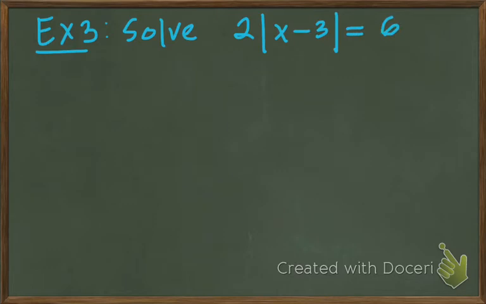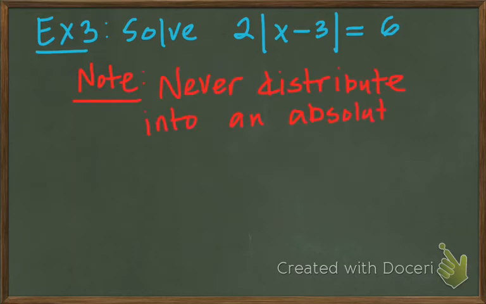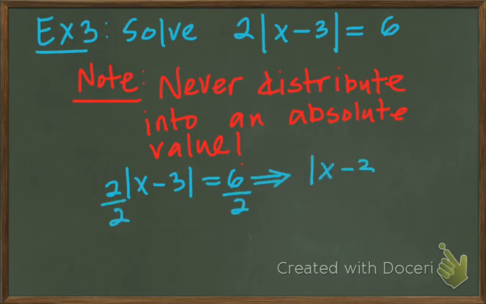Example 3, solve 2 times the absolute value of x minus 3 equals 6. This is very important. Note, never distribute into an absolute value. Period. End of discussion. Do not distribute into absolute values. Because of that, we can't distribute, so I guess we'll have to divide. So we end up dividing by 2 on both sides of the equation. 2 divided by 2 is 1. 6 divided by 2 is 3. So now I have the absolute value of x minus 3 equals 3.